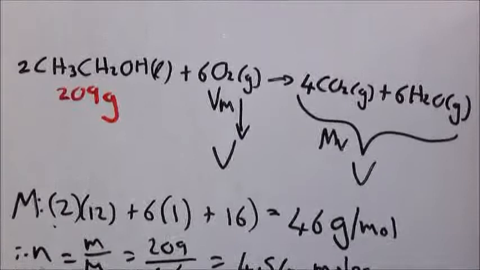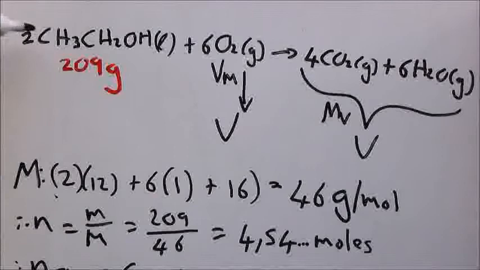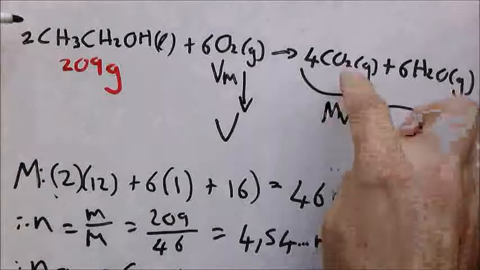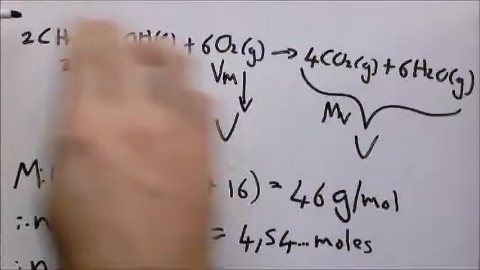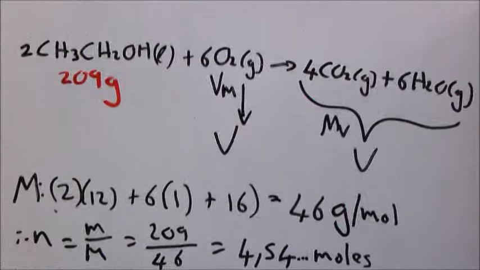So we are talking about all of this together, right? So now we already know what's the amount of moles that we have here, right, with ethanol. So we know whatever that is divided by 2 times 4 will give us the amount of moles carbon dioxide, and divided by 2 times 6 will give us the amount of moles water, right? So let's do that quickly.